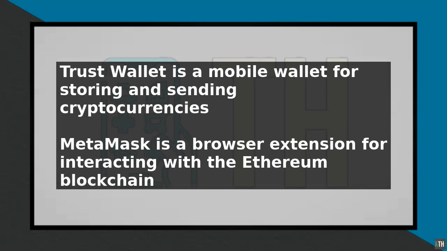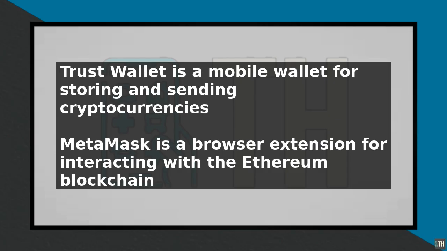To import Trust Wallet on Metamask, follow these steps. First, you need to understand what Trust Wallet and Metamask are. Trust Wallet is a mobile wallet that allows users to store, send, and receive various cryptocurrencies, while Metamask is a browser extension and mobile app that enables users to interact with the Ethereum blockchain.